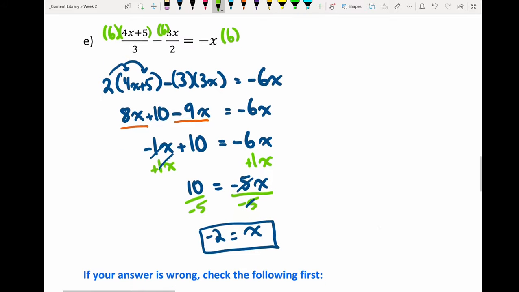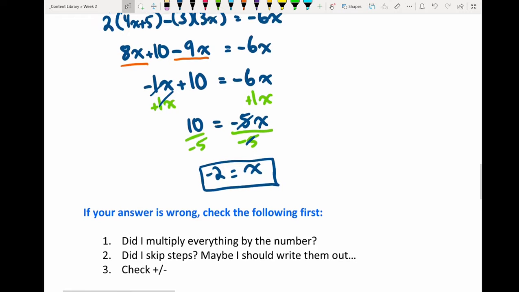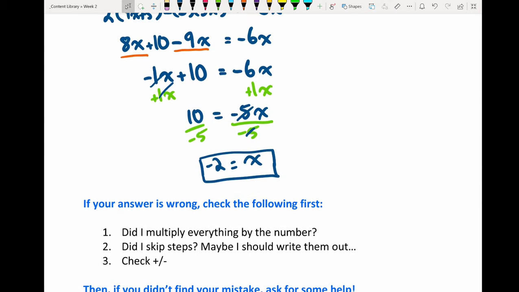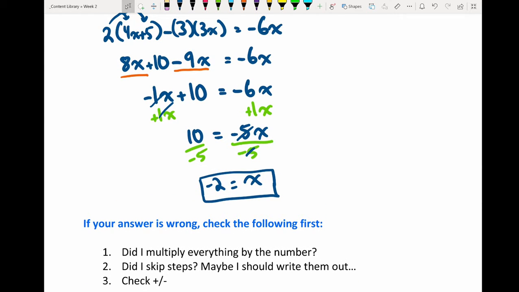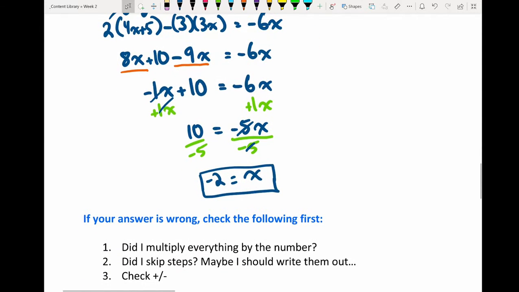So if you're going through solving equations and you find that your answers are coming up wrong, there are some things you want to check first. Did I multiply everything by the number? When I'm distributing, did I multiply everything? When I'm trying to get rid of my fractions, like I see up at the top, did I multiply everything by the number, whether it's brackets around the term, all the separated terms, or everything on both sides?